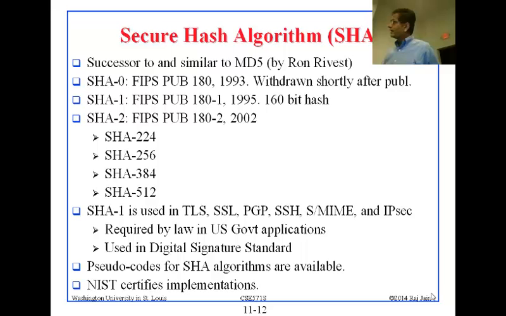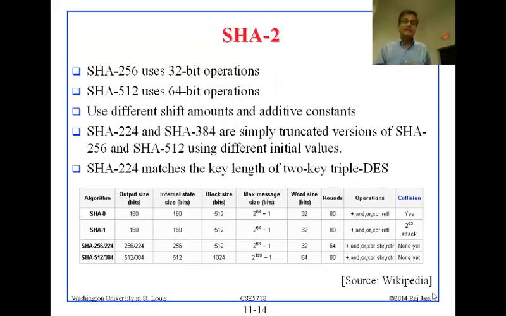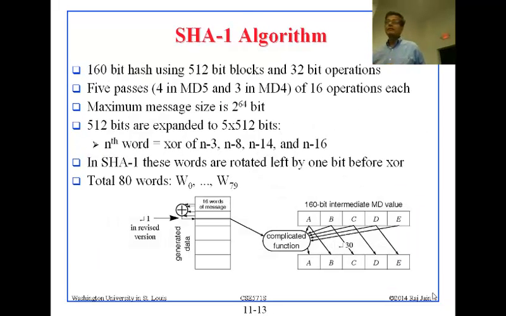So this is required by law in US government applications. Used in the digital signature standard. Pseudocodes for SHA are available. So basically, if you ever need to use or implement SHA, don't implement it, just get a code from somewhere. They are available, open source. And if you write your own, then you have to get a certification from NIST that your implementation is correct. Okay? Because you may make a mistake.